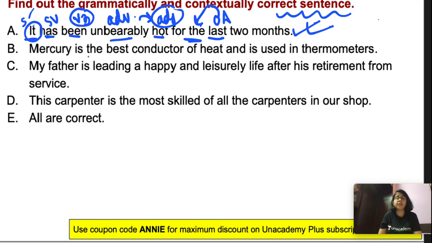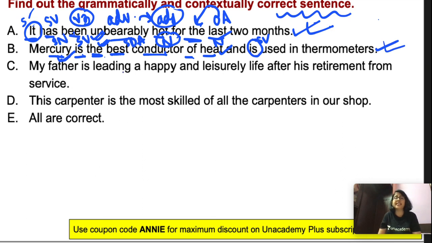Next, Mercury is the best conductor. Mercury is a singular noun, so is a singular verb, correct. The best, best is the superlative degree of adjective. Before the superlative degree of adjective, always the is used, so this is correct. The best conductor is a noun. Okay, best conductor, conductor is a noun. Of heat, of plus noun heat, and is used. Here is has been used for Mercury, which is a singular noun, so it is correct. Singular verb is used in thermometers, so this sentence is again correct.